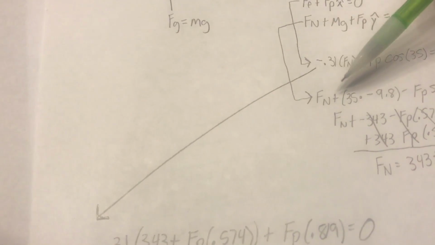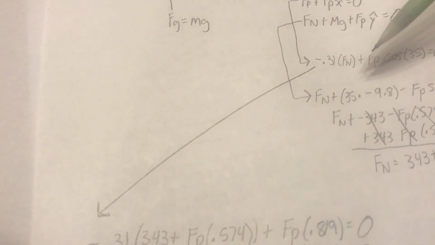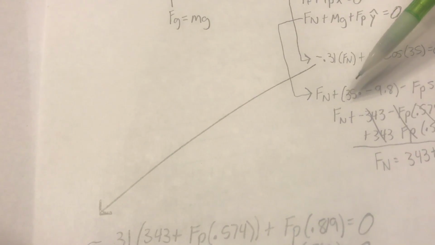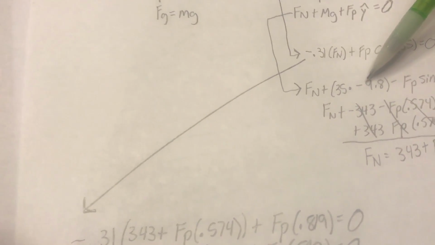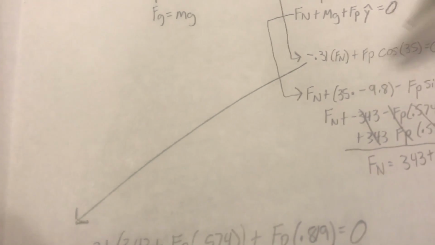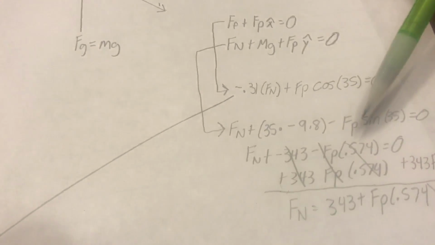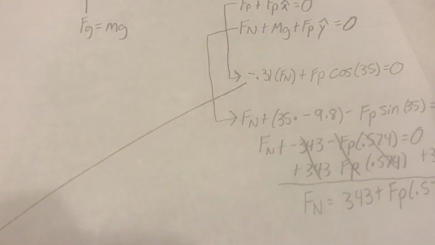Then I took my y equation and put in what I knew, which is F_n plus 35 times negative 9.8, because gravity is going in the negative direction, minus F_P sine 35.